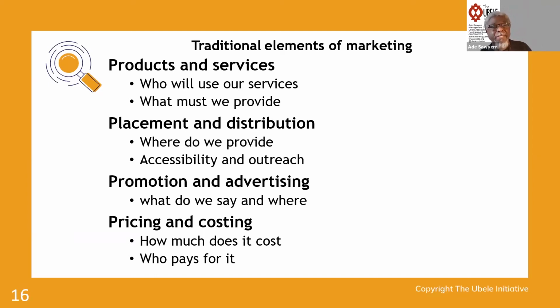In traditional marketing, there are different elements: product and service, placement and distribution, promotion and advertising, and pricing and costing. Essentially, service is about how you brand, who will use the service, what we must provide, and how much of it we must provide. Placement and distribution is about how people come and access our service. It's really looking at our accessibility and our outreach to them. And promotion is: what do we say about what we are doing? What do we say about our product?